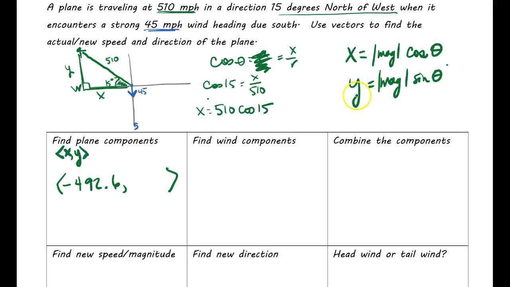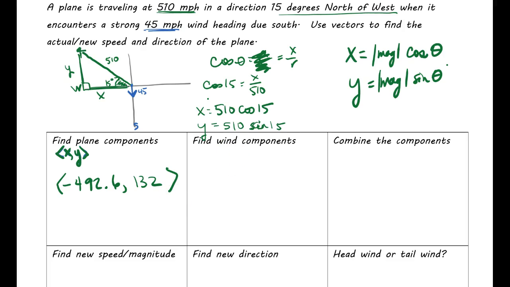So that being said, let's go ahead and quickly do the y here. For this problem, it would be 510 times the sine of 15. So let's type that in. And 510 sine 15 would be 131.997, so I'm just going to call that 132. Now, can the 132 stay positive, or do I need to turn it negative? Well, it stays positive because we're in quadrant 2, and the y is positive in quadrant 2. So these are my plane's components.